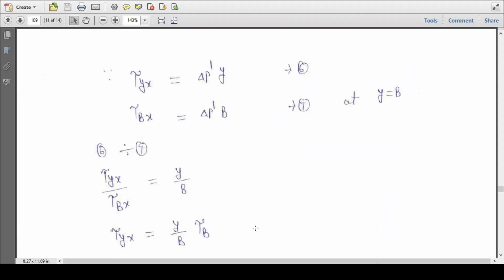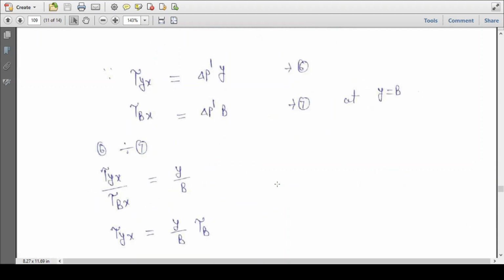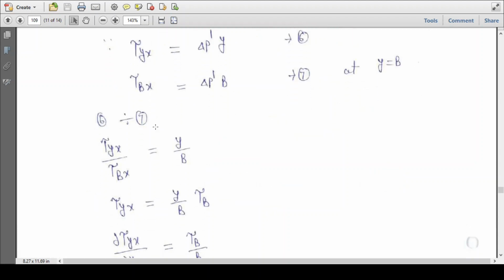So the expression for Q is now minus 2w times the integral from 0 to b of y del u upon del y dy. Now we can substitute the expression tau yx equal to delta p dash y, and we can calculate the shear stress corresponding to distance b at the plate. So this is tau b, equal to delta p dash b.